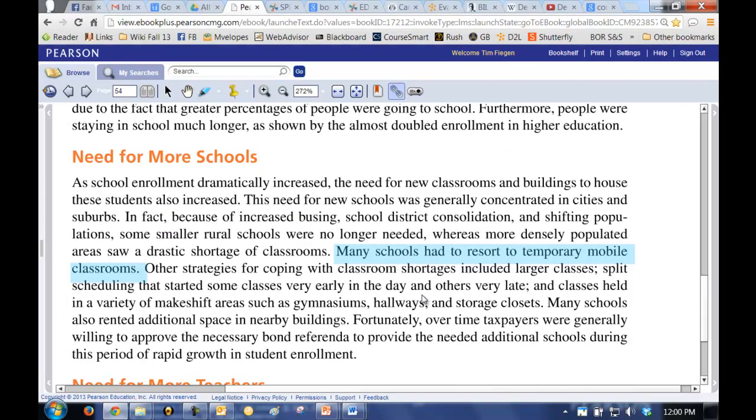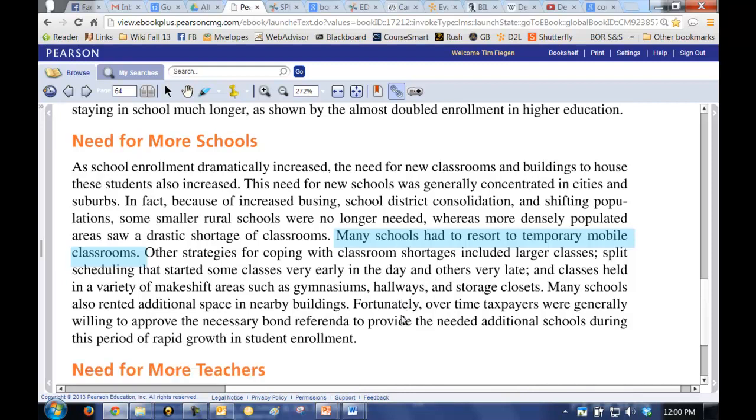Many schools had to resort to temporary mobile classrooms. Okay, and it gives you a whole plethora of stuff here that they did to placate not having enough room in the schools as the schools grew. Other strategies to cope with the classroom shortage included larger classes, split scheduling, very early in the day and late in the day, classes held in makeshift areas: the gym, hallway, storage closets. Many schools also rented additional space in nearby buildings. Fortunately, over time, taxpayers were generally willing to take care of this.